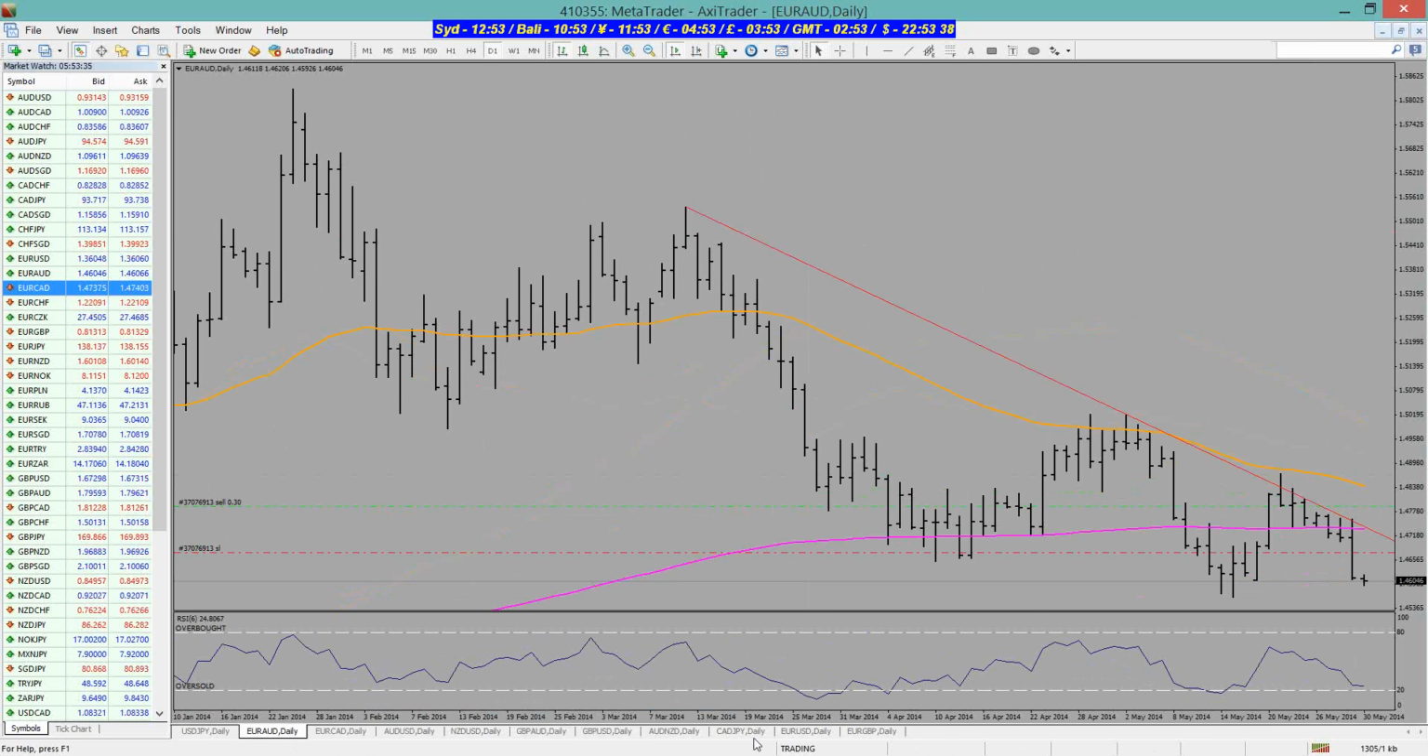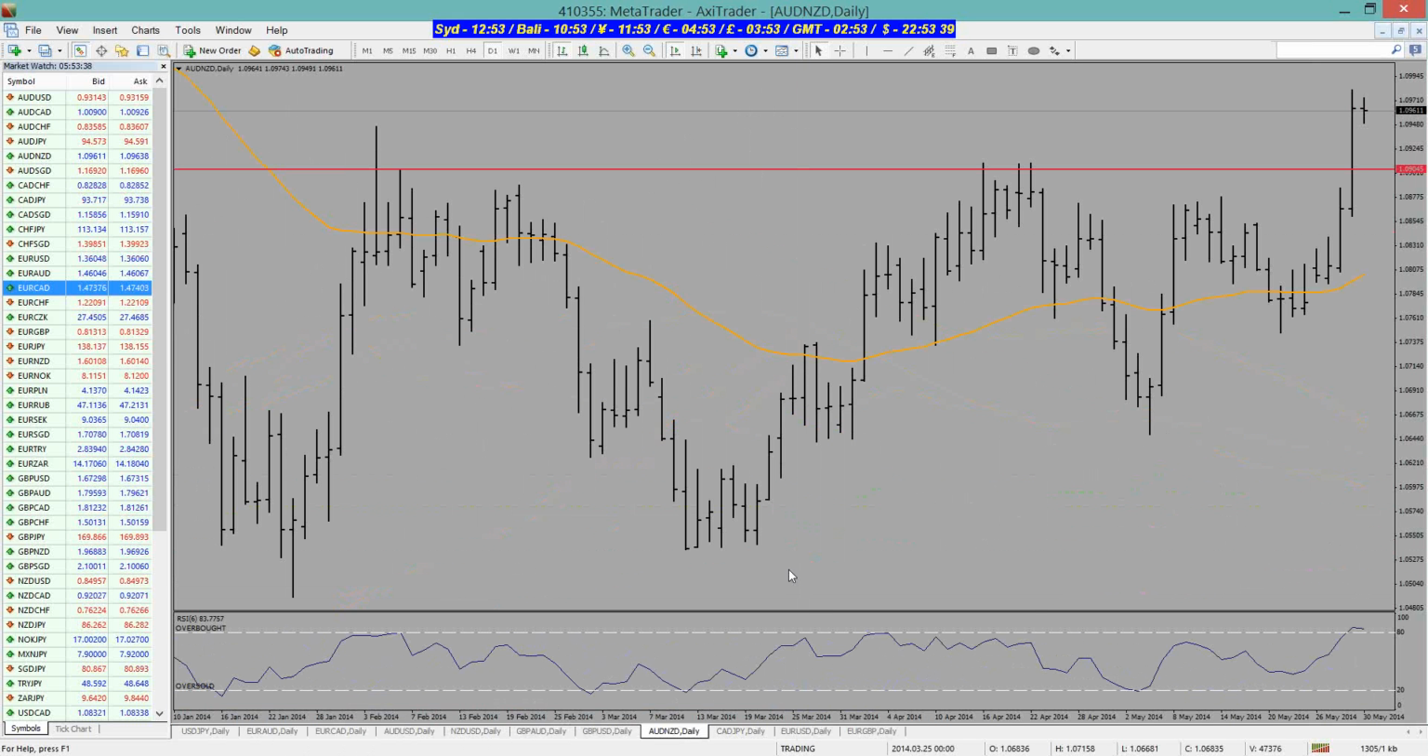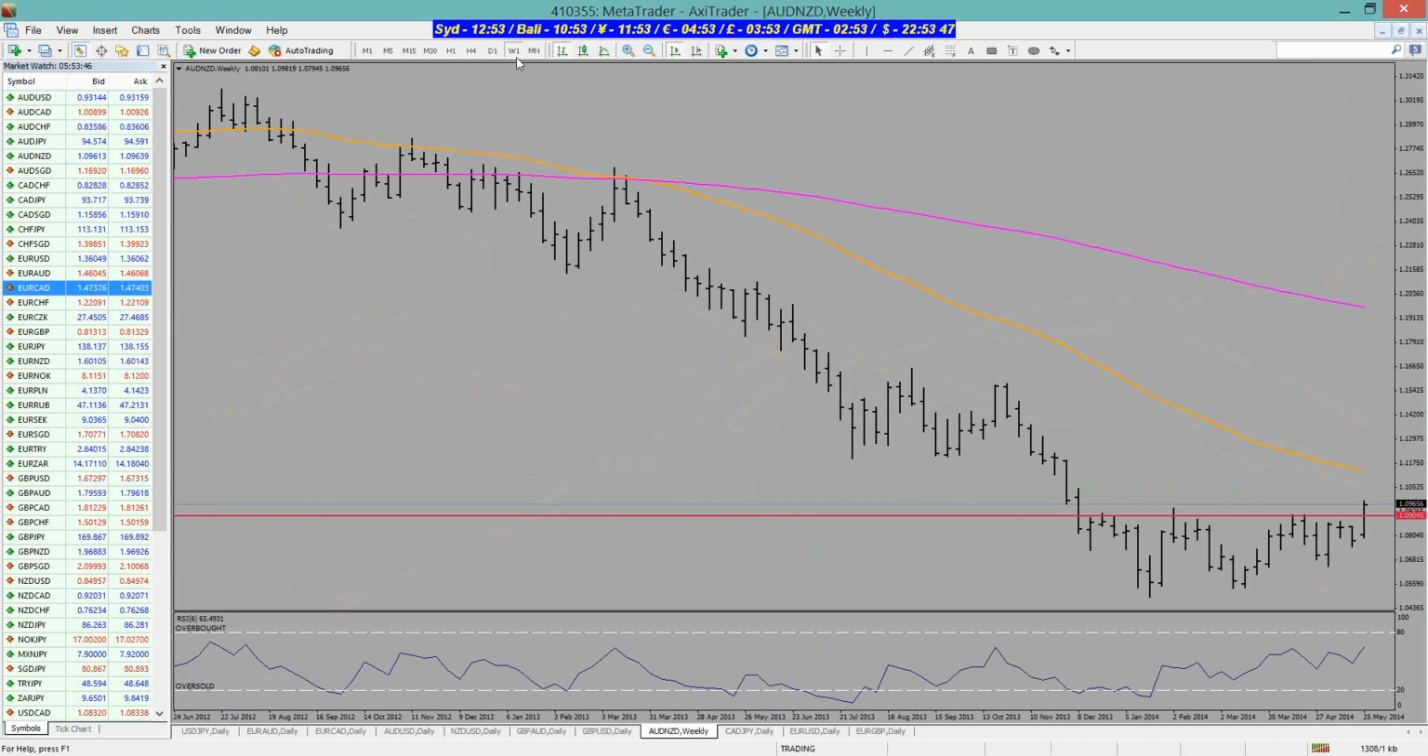One other thing I'm looking at. This is obviously run now, thanks to the Kiwi shitting itself. Aussie going the other way. I'm waiting for a retest of this. Now that it's broken that resistance line, I'm looking for the retest of it.